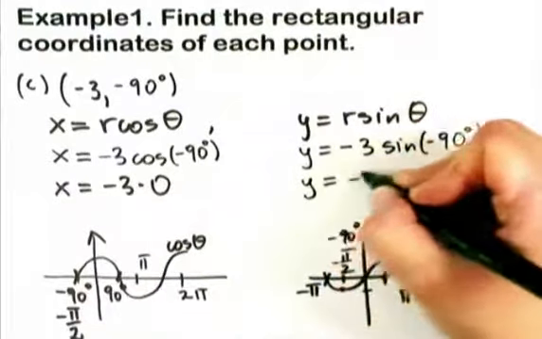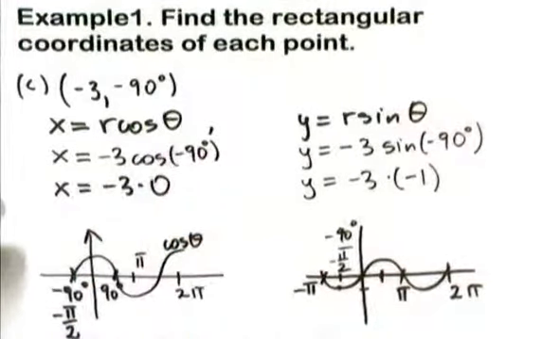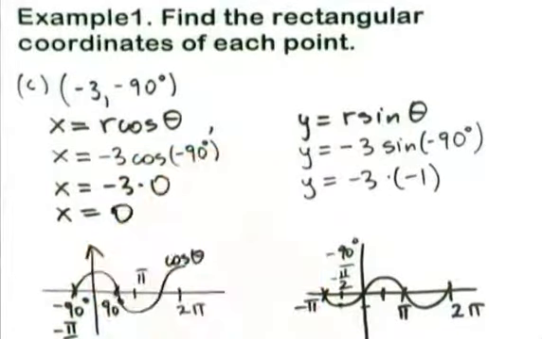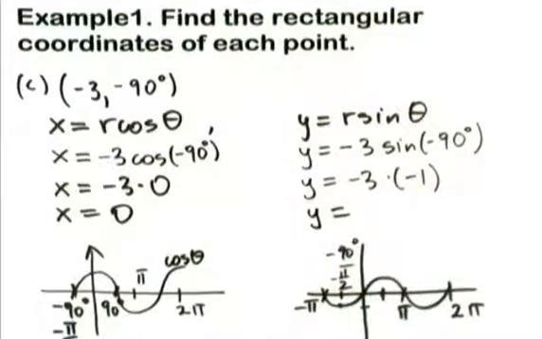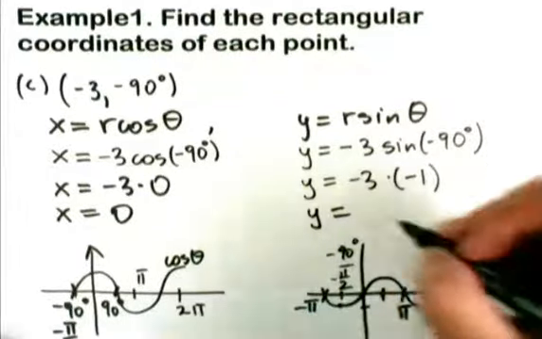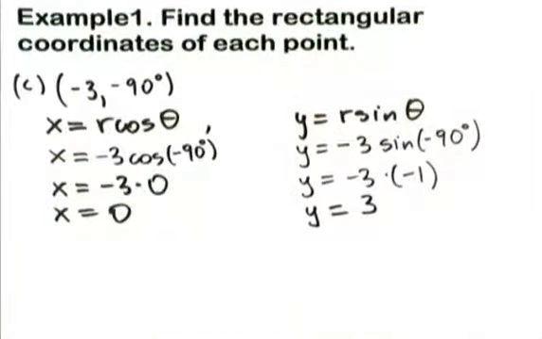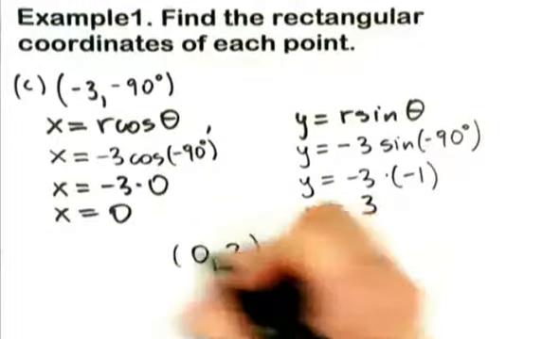So y is minus 3 times negative 1. So now we can calculate those values. x is equal to negative 3 times 0, which is 0, and y is equal to minus 3 times minus 1. Minus 3 times minus 1 is 3. So the rectangular coordinates are nothing else but x and y: 0 and 3.